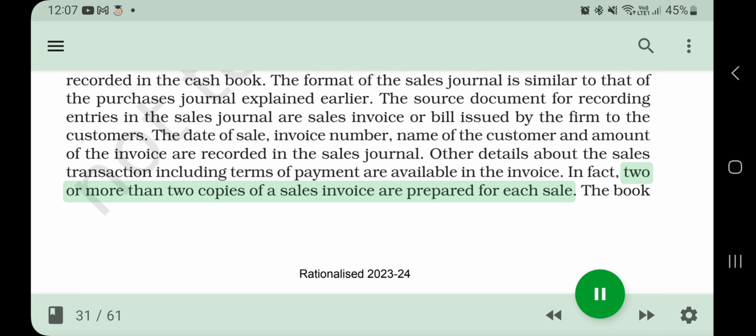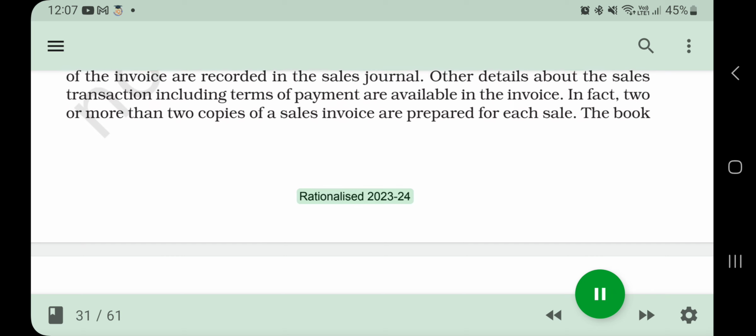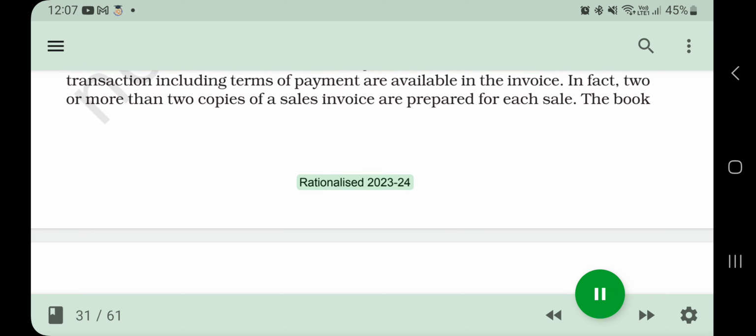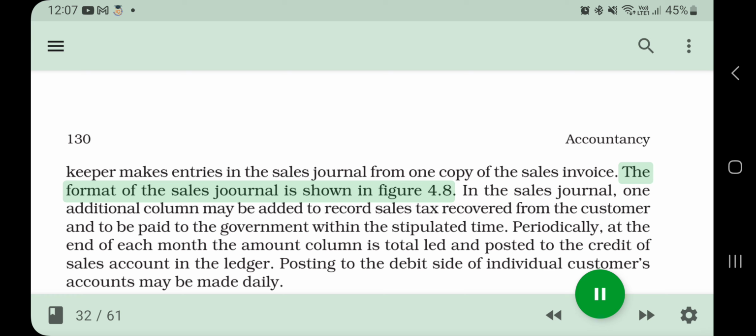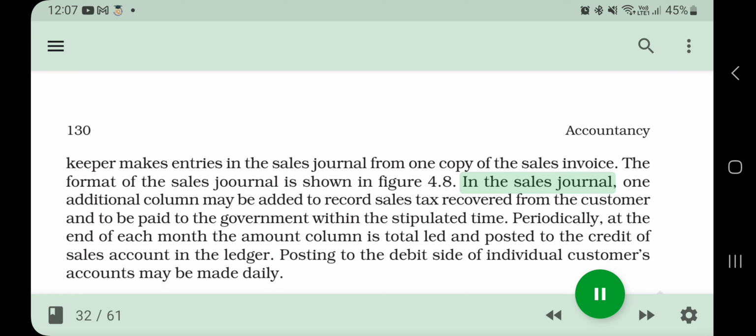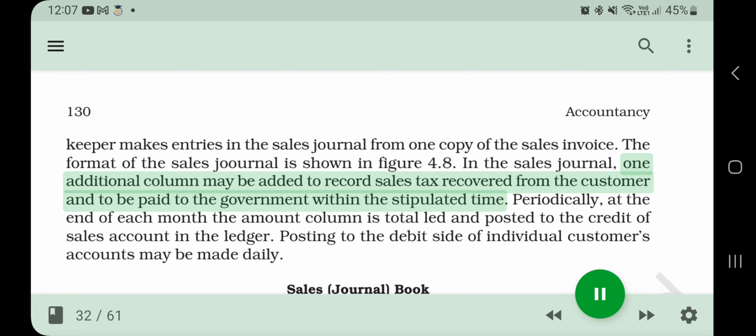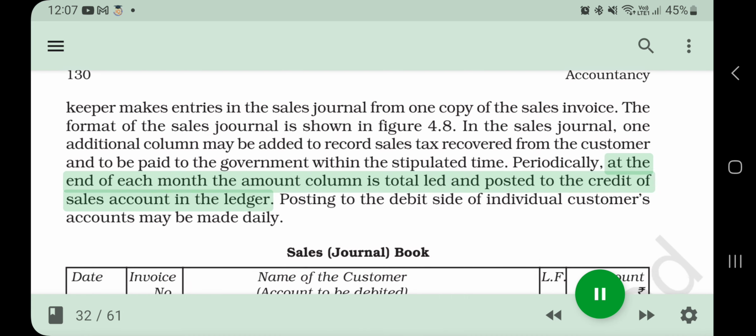Other details about the sales transaction including terms of payment are available in the invoice. In fact, 2 or more than 2 copies of a sales invoice are prepared for each sale. The book keeper makes entries in the sales journal from 1 copy of the sales invoice. The format of the sales journal is shown in figure 4.8. In the sales journal, 1 additional column may be added to record sales tax recovered from the customer and to be paid to the government within the stipulated time. Periodically, at the end of each month, the amount column is totalled and posted to the credit of sales account in the ledger.